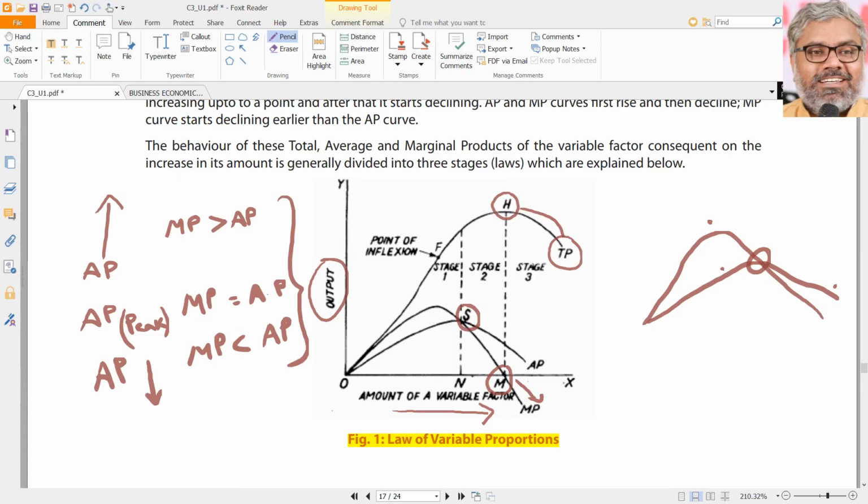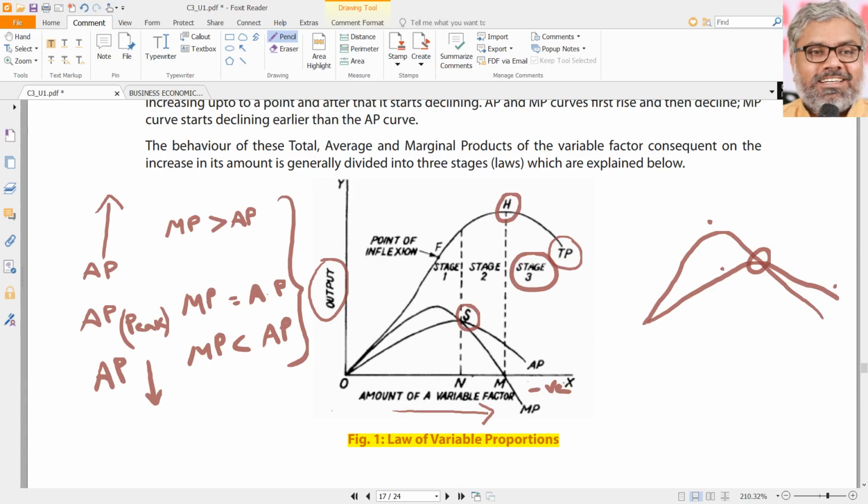That can be definitely observed from this. That is the same thing that we observed in the table also. So after this stage, means after reaching H stage, where the total product is declining, marginal product has turned negative. This stage is what we can call as third stage or stage 3. That's what the law of variable proportions will tell us. There are 3 stages. And what is stage 3?